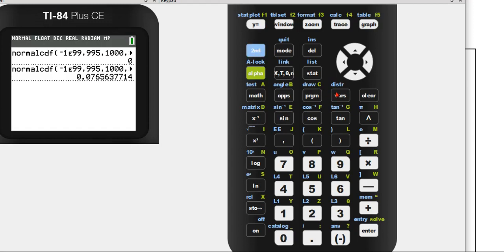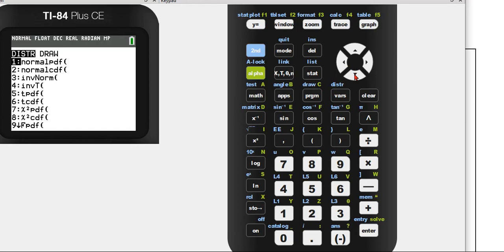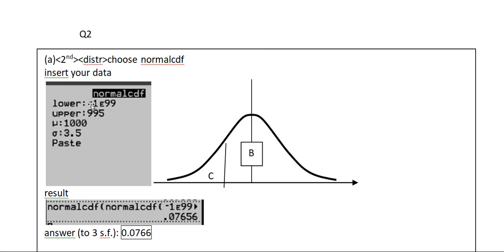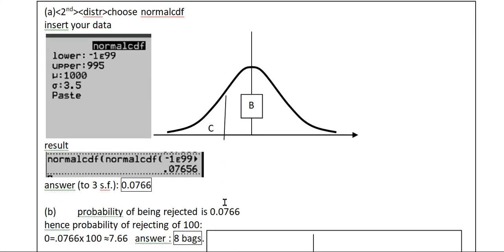So second distribution, we need normal cumulative distribution function. It shows the lowest value, the upper limit, the middle value, standard deviation 3.5. And here we have the result: 0.00766.